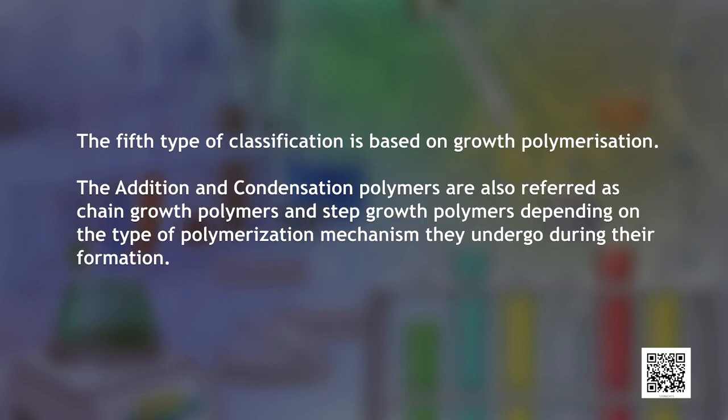The fifth type of classification is based on growth polymerization. The addition and condensation polymers are also referred to as chain growth polymers and step growth polymers depending on the type of polymerization mechanism they undergo during their formation. We will be discussing in detail these polymers and the mechanism of polymerizations in the next episode.